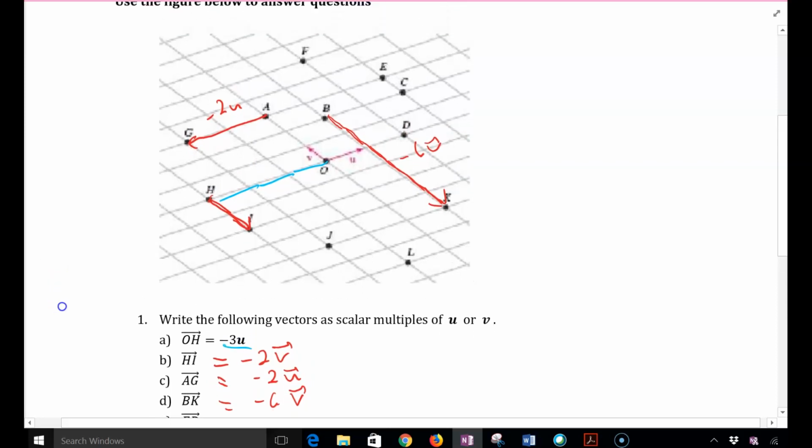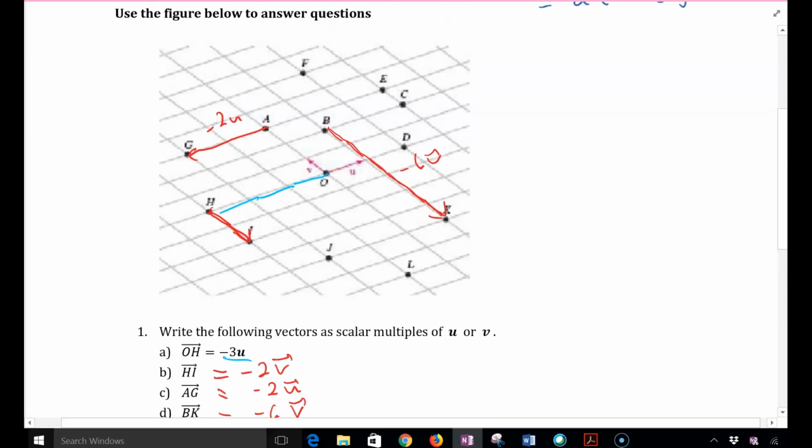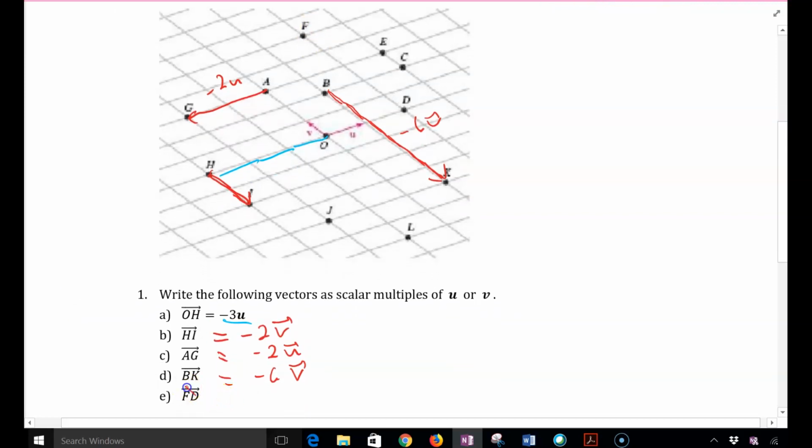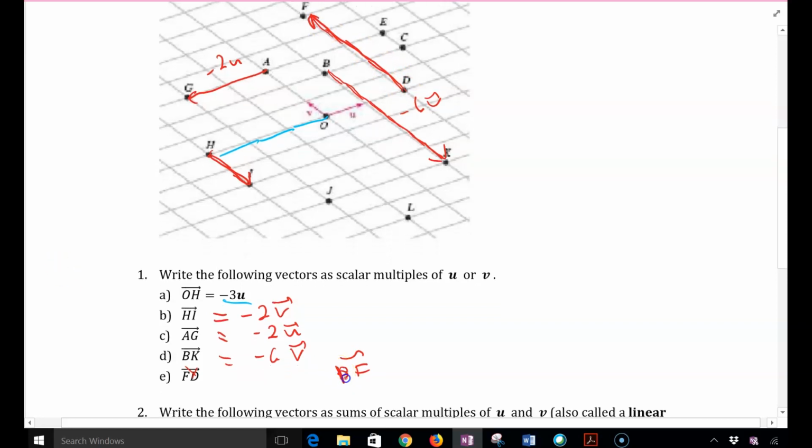All right, and the last one, F to D, what are we doing there? We're also going in the opposite direction. Let's just go the opposite way. Let's go D to F. All right, in this example, this time it's going 1, 2, 3, 4, 5. All right, so that's 5 times the length of the vector v. So D to F in this picture would be 5v.